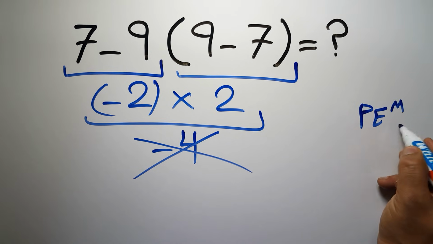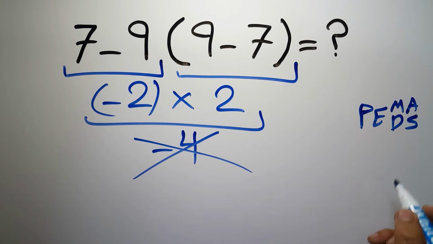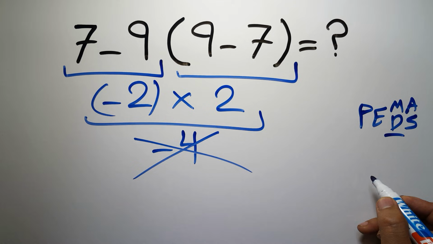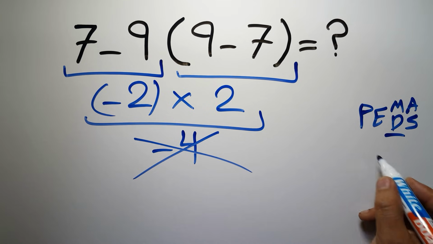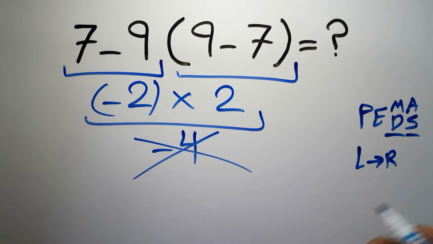exponents, then multiplication or division, and then finally addition or subtraction. Remember that multiplication and division have equal priority, and we have to work from left to right. And the same applies to addition and subtraction.